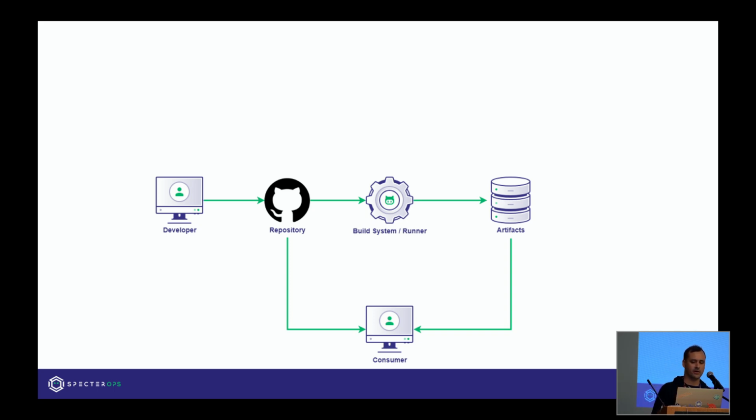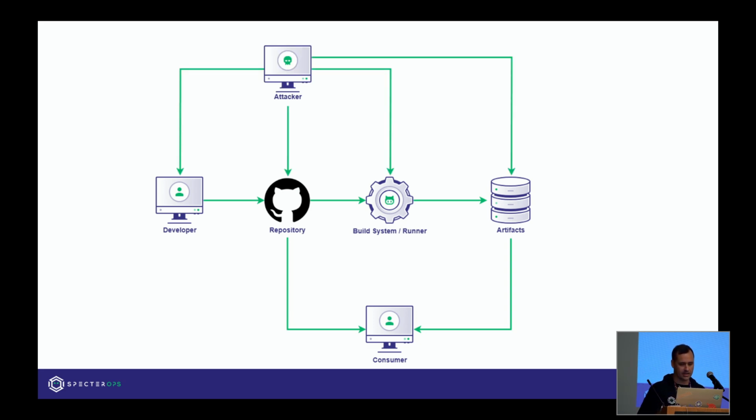And then the runner is either going to push this out to artifact storage, and then we have the consumer who is either going to pull the code from the repository or from the artifact storage. And as an attacker, we can enter pretty much anywhere in this whole path here. So the main places we're going to be talking about are the repository and the build system section. We will touch briefly on artifacts, but yeah.